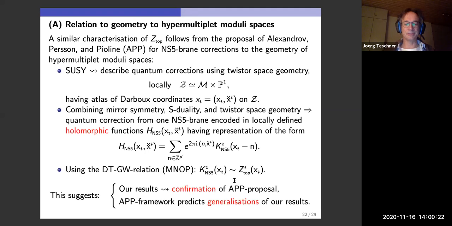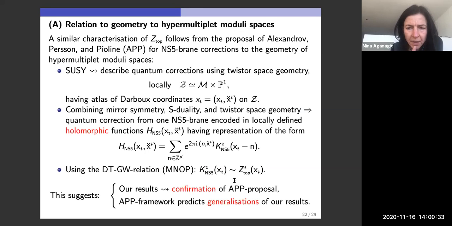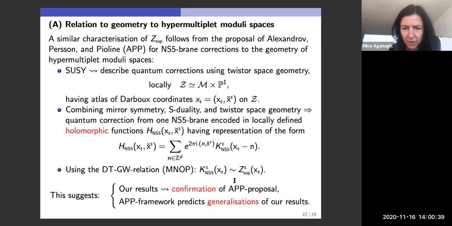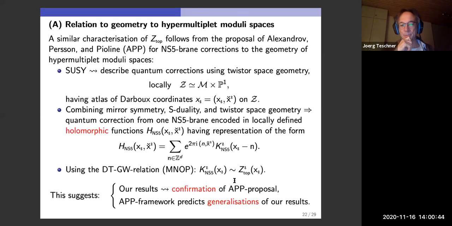I mean, to the best of my knowledge, there were very few examples where this proposal was worked out or even checked or verified. So this is for a single NS five-brane wrapping the whole Calabi-Yau? Yeah. Well, it's very likely this is dual to a D6-brane wrapping the whole Calabi-Yau in some dual frame. Right. Yeah, that's probably it.